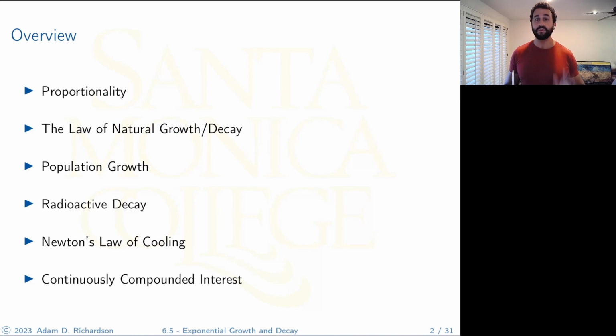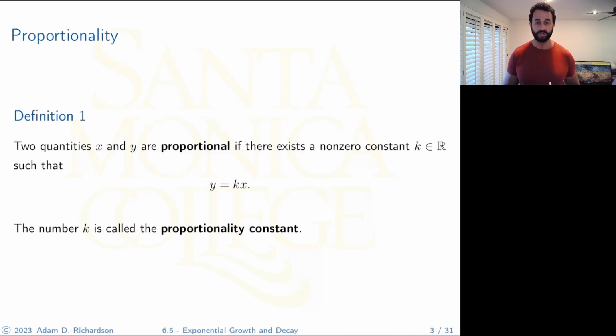Before we begin, we're going to talk about proportionality and what that means. Then we'll get to what's called the law of natural growth and decay. Then we will look at population growth, radioactive decay, Newton's law of cooling, and we'll finish up with continuously compounded interest, where we're actually going to derive the continuously compounded interest formula. So let's get started with proportionality.